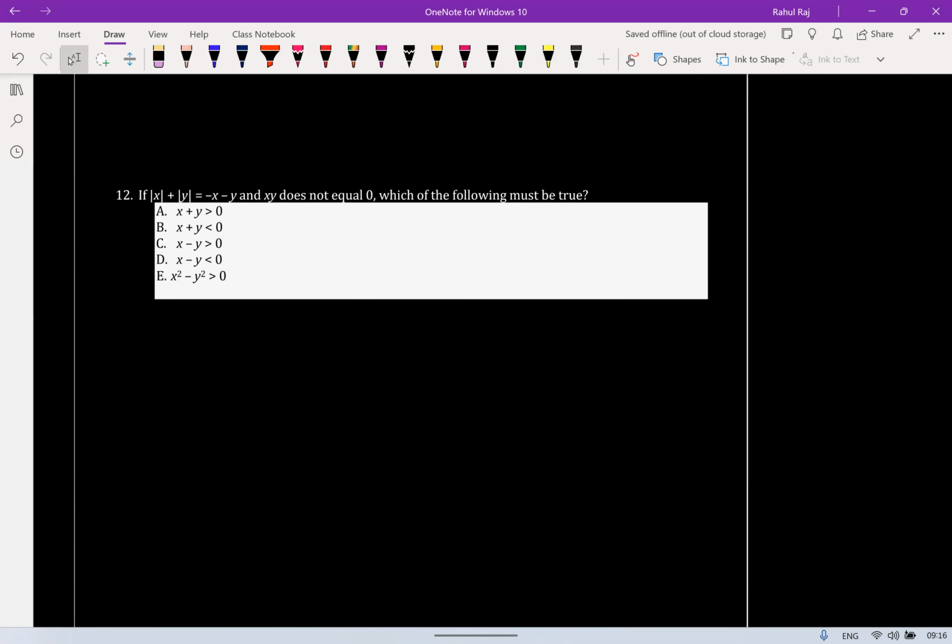This one I don't know. This one you have to teach me, mods. Yeah, I'll tell you. But please try. I tried. I'm telling you, I sat and tried on the weekend. It says if mod x plus mod y is equal to negative x minus y, how do you get minus X minus Y there? That's what I want to understand. And xy does not equal 0. Which of the following must be true?